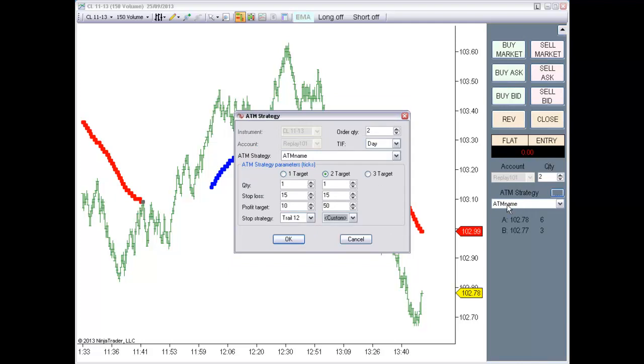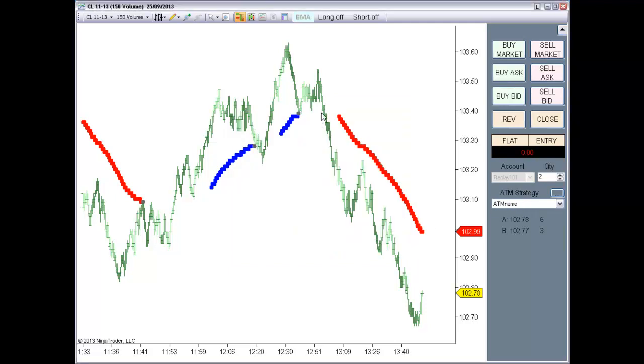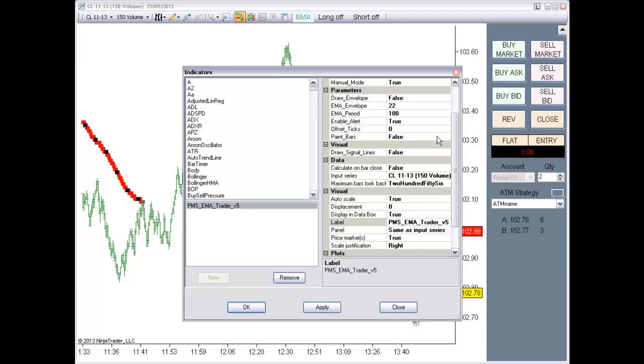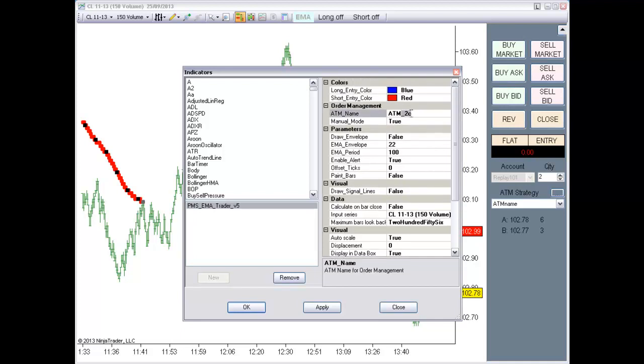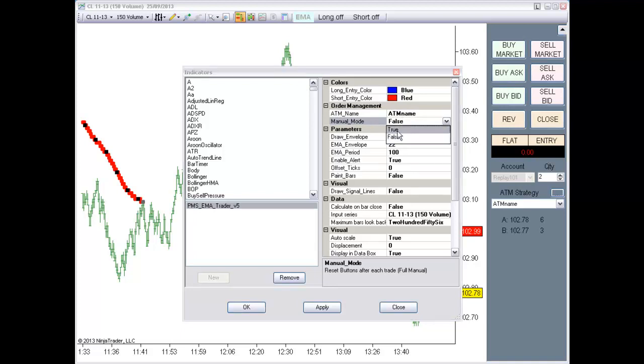We just place this name on the indicator, and we define if using manual mode or fully automatic mode. The difference is that if you have manual mode enabled, each time we have a fill, the button is disabled, so we must press the button again for the following trade.